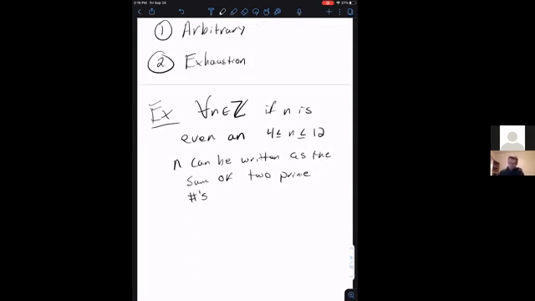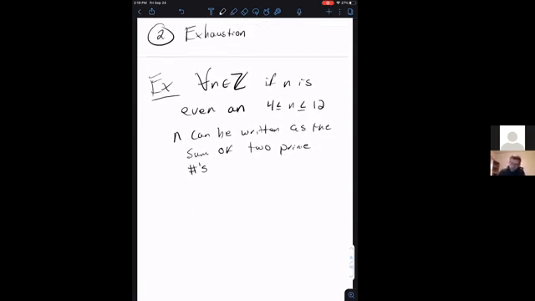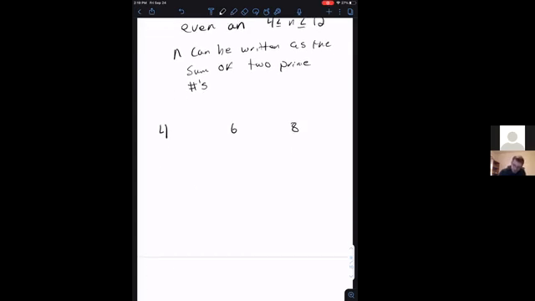Okay, so I'm going to do the exhaustion way, which means I need to list every single even number between 4 and 12. Then I just show that I can write these even numbers as the sum of two prime numbers. 5, and what can 12 be written as?